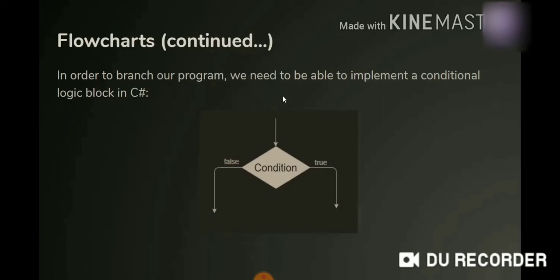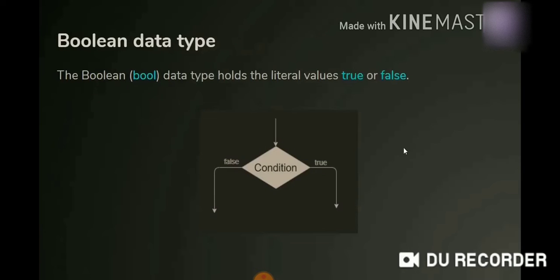In order to store this true or false value, we need a new data type, and the data type is called the boolean data type, or bool. A boolean data type holds the literal values true or false. Now, true and false in C sharp are not strings, they are values, just like the number one is an integer value. Lowercase true is a boolean value, lowercase false is a boolean value.